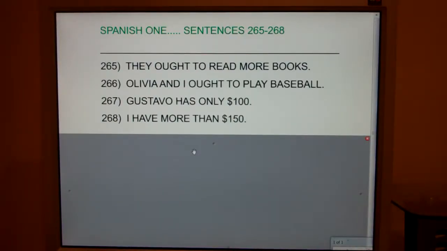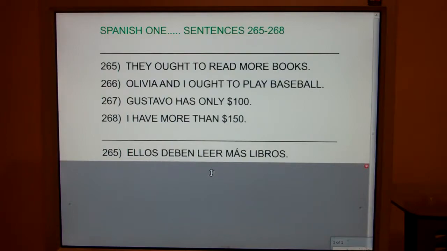Spanish 1, sentences 265 to 268. 265. They ought to read more books. Ellos deben leer más libros.